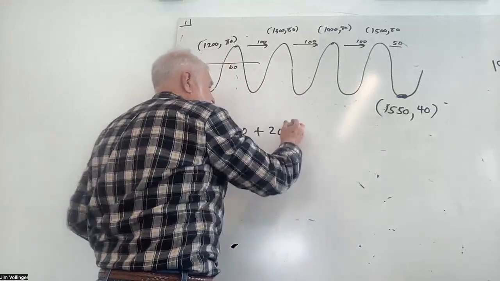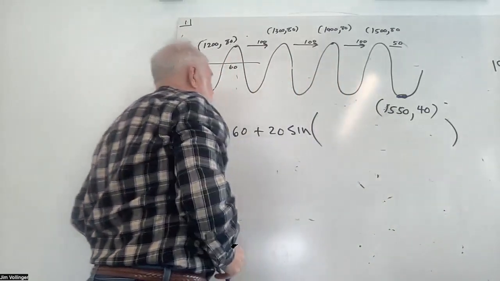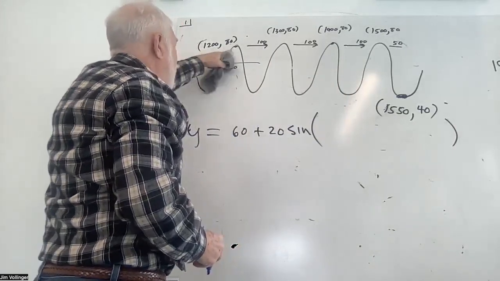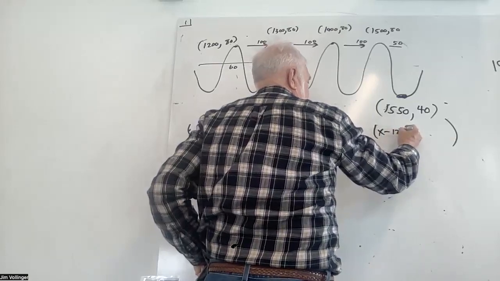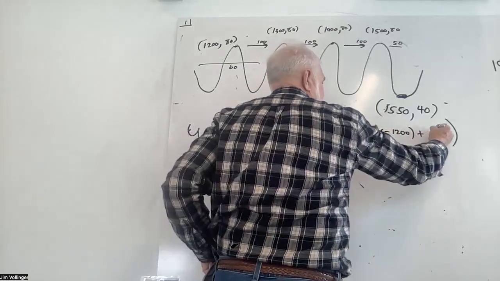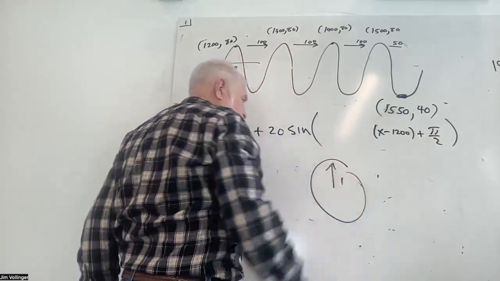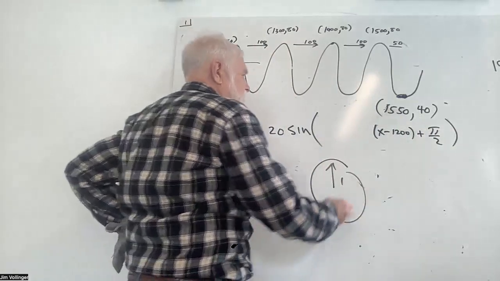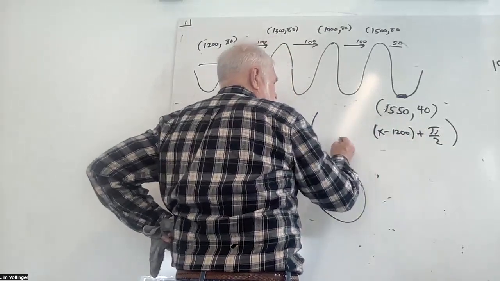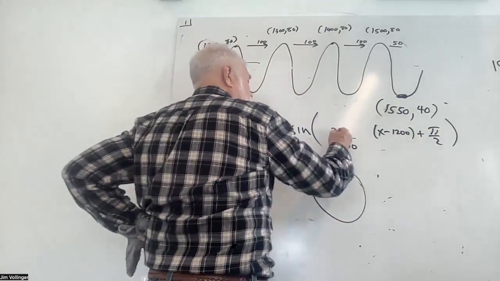All right, so let's put our sine function, which is based on angles. So we've got to convert 1200 into pi over 2. So we've got x minus 1200 gets me the angle pi over 2. Sine of pi over 2 is 1. So that gets me the max. And let's go to 1300. 1300 minus 1200 is a change of 100. And what did I do? I went one revolution.